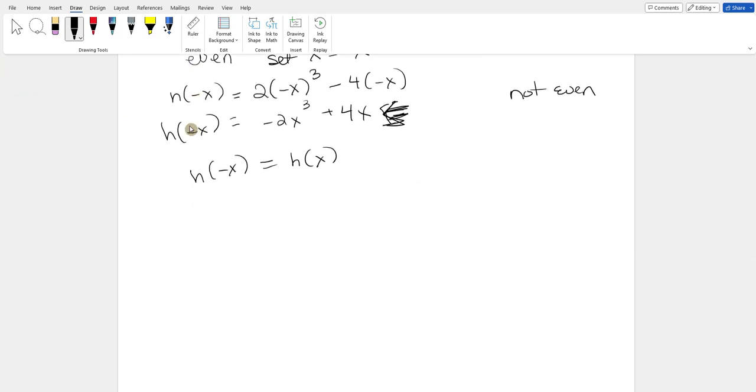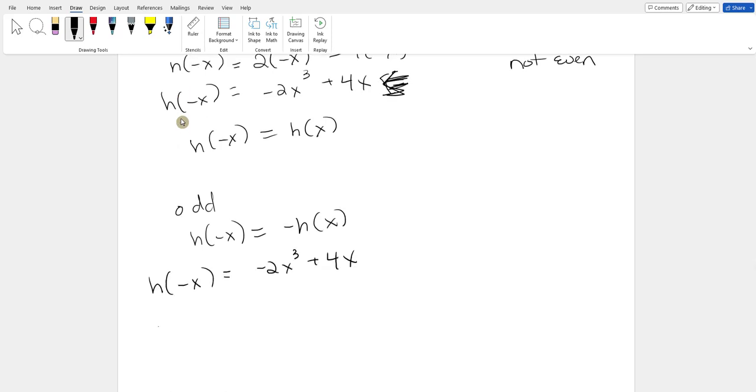Now let's see whether or not it's an odd function. To calculate that, we're going to see whether or not h of negative x is equal to negative h of x. Well, we already stated that h of negative x is negative 2x cubed plus 4x. Now let's calculate negative h of x. We're going to put a negative sign in front of the original function and then change all the signs. We get negative 2x cubed plus 4x.